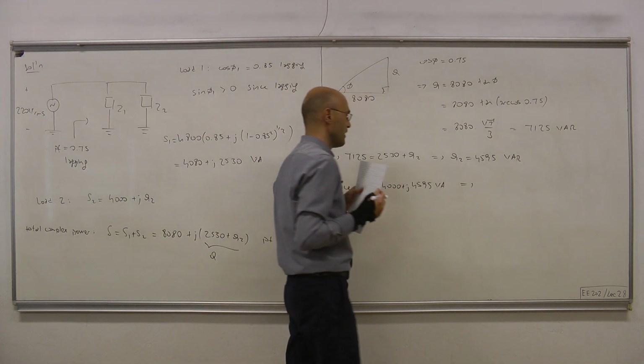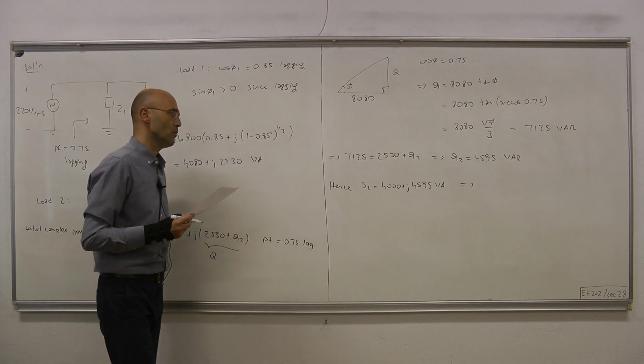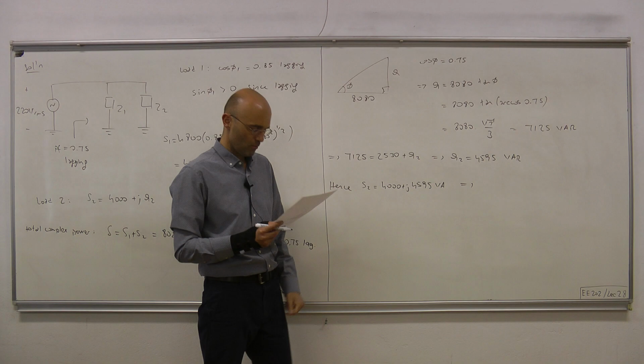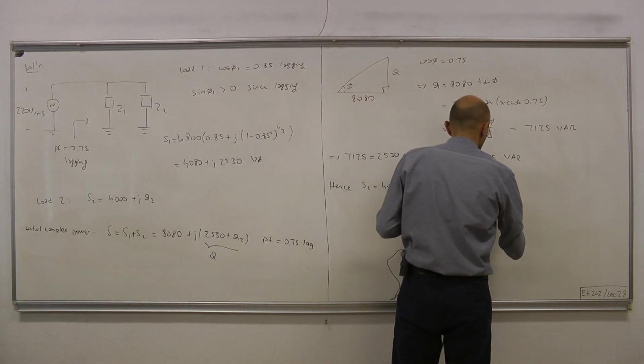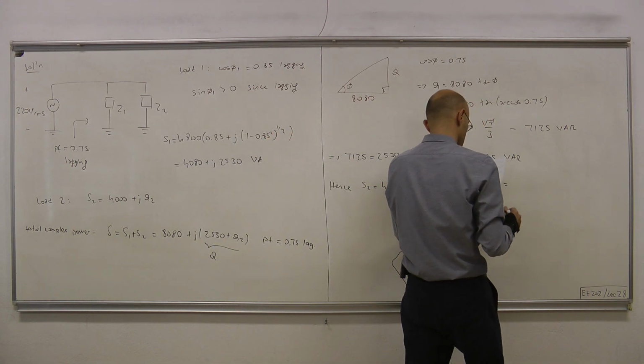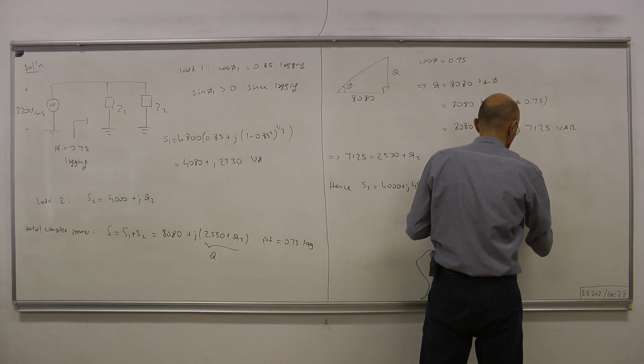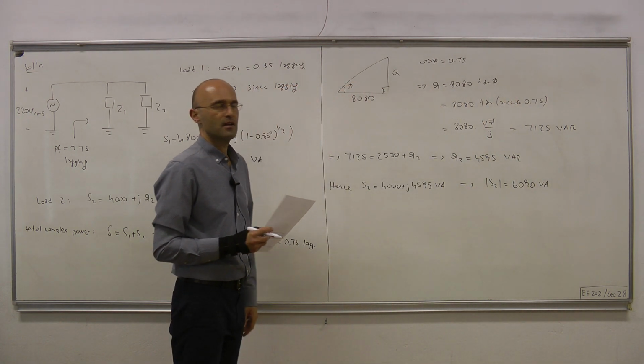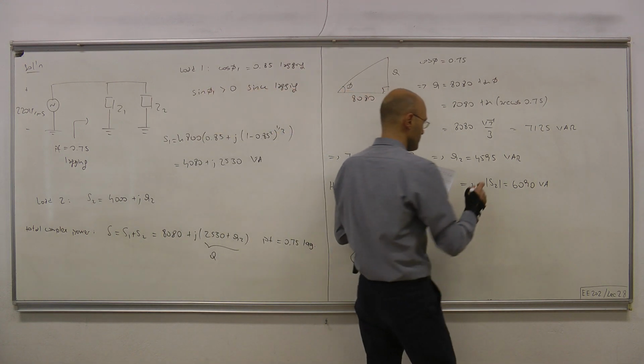So we were asked for the apparent power for the second load, and by definition apparent power is the magnitude of this complex number, the complex power. Hence, apparent power equals approximately 6090 volt amps.